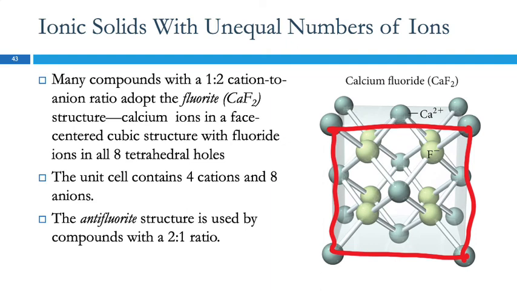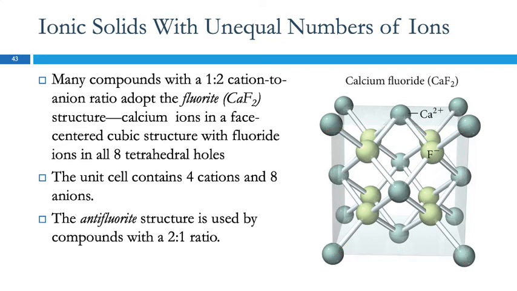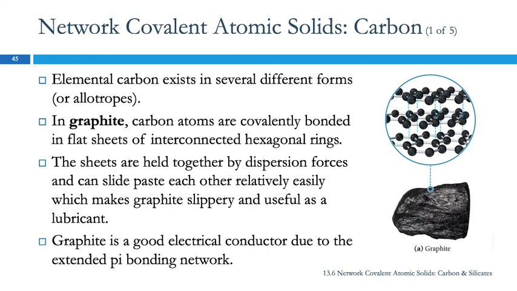So how many calcium ions are there? 4. How many fluoride ions? 8, because there's twice as many. So now these guys are filling all 8 of the tetrahedral holes. So this is a 1-to-2 cation to anion ratio. It's called the fluorite structure. Antifluorite is just basically the reverse. It's a 2-to-1. You don't need to know those guys.